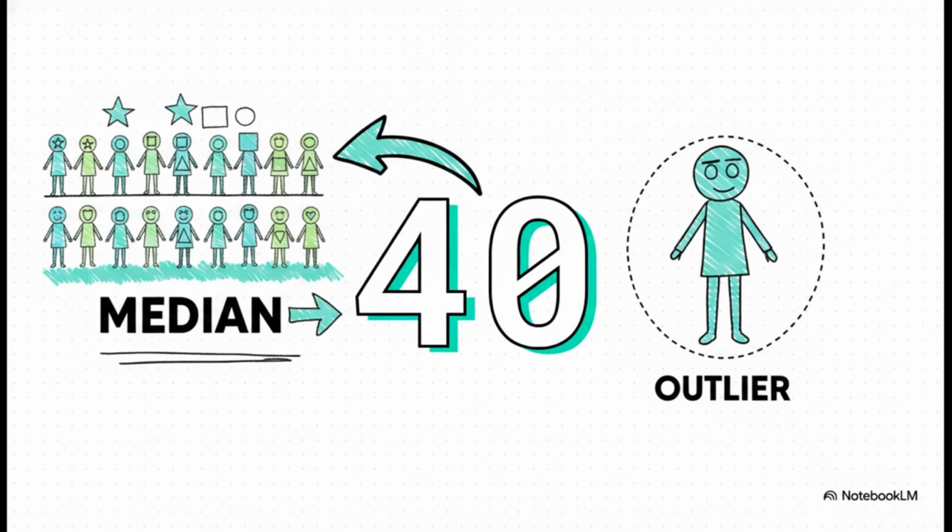Now notice the number 40. This is our median. If you line up all the scores from lowest to highest, the median is the exact middle point separating the top half of the class from the bottom half. Unlike the mean, the median isn't heavily affected by extreme outliers, so it often gives a much more reliable picture of where the typical student actually sits.